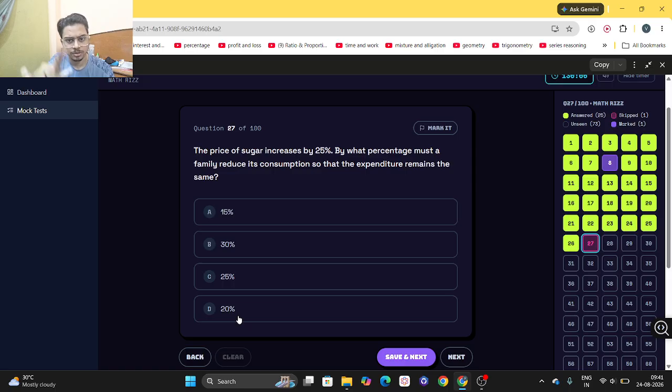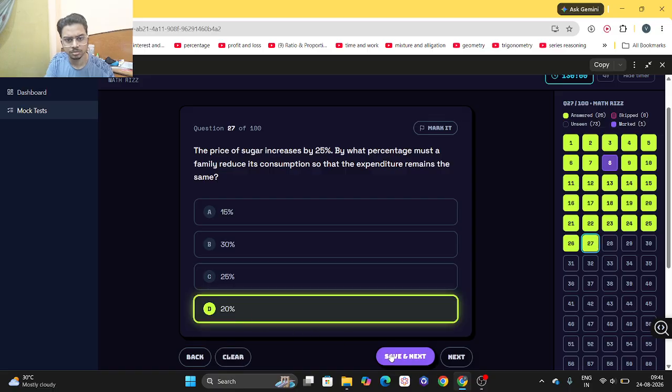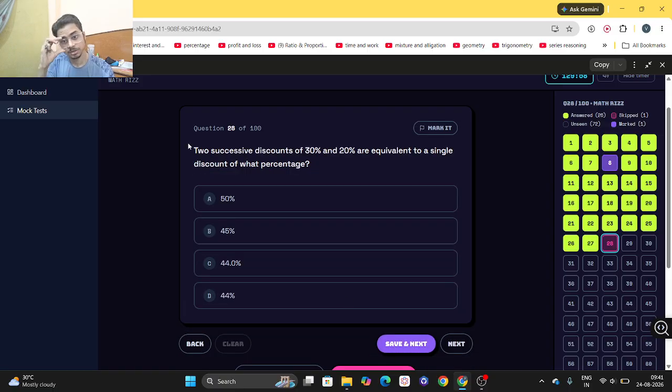Price of sugar increases by 25%. By what percentage must a family reduce its consumption? So that is 20%. 30% and 20% is equivalent to a single discount of 100 into 70 by 100 into 80 by 100, which is 44.